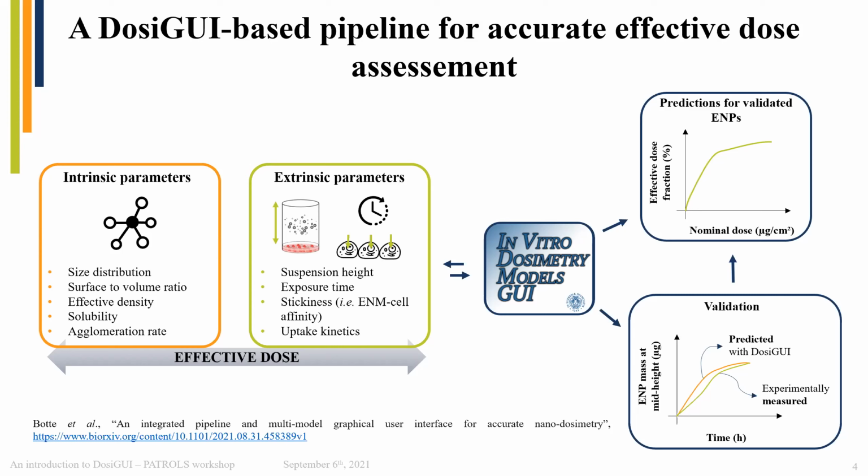Once the input dataset is complete and you have a detailed characterization of all the needed parameters, it can be fed to DosiGUI for running simulations. But before this, you need to verify that DosiGUI predictions are reliable, and thus you can do it by fitting DosiGUI predictions on properly acquired experimental data.